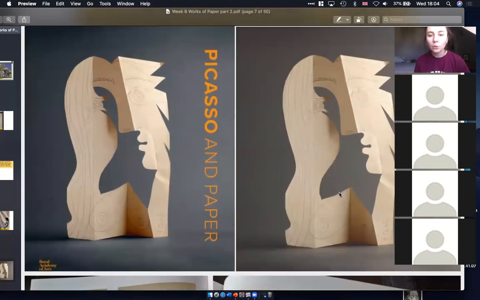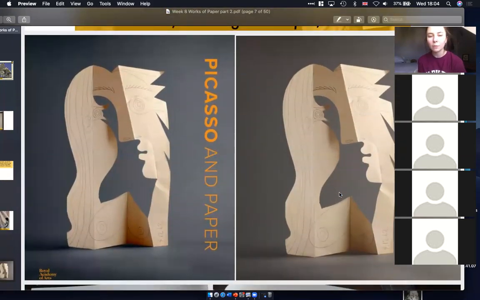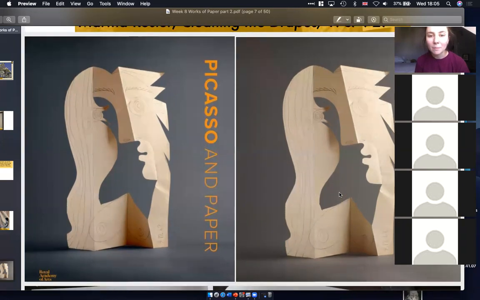But we talked mainly about Picasso, and that's where I'm going to start, because he was so creative with his use of paper, and there were just a few examples that I didn't get to go over last week. Yeah, he was so experimental with paper that it's kind of a nice place to start in a class about paper.